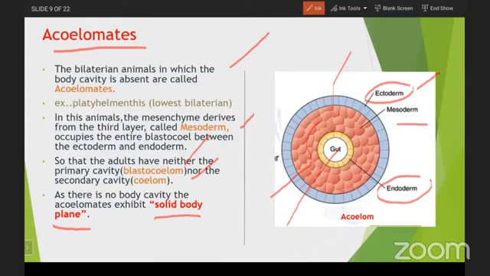Got it? Once again, I am repeating. Acoelomates are bilateral animals in which the body cavity is absent. Example is the platyhelminthes. In these animals, the mesenchyme, from where is it derived? From the mesoderm, and it occupies the entire gap between ecto and endoderm. So that is the reason they are not having either the primary body cavity, blastocoel, or the secondary cavity, coelom. So such type of animals are showing the solid body plan, and we are calling them acoelomates. Okay.